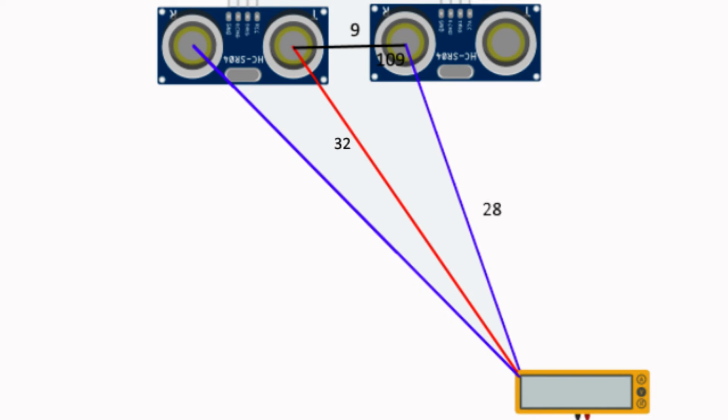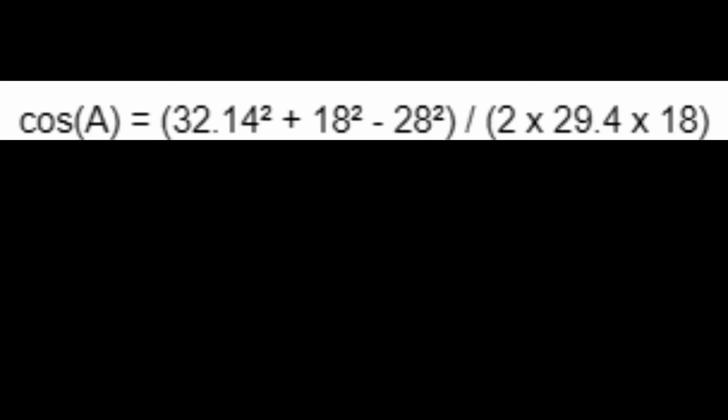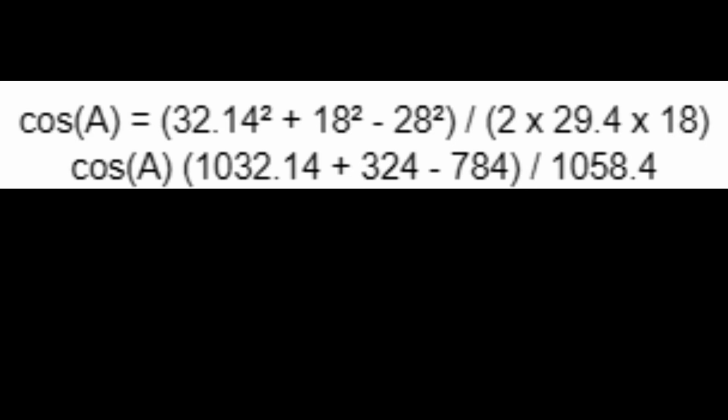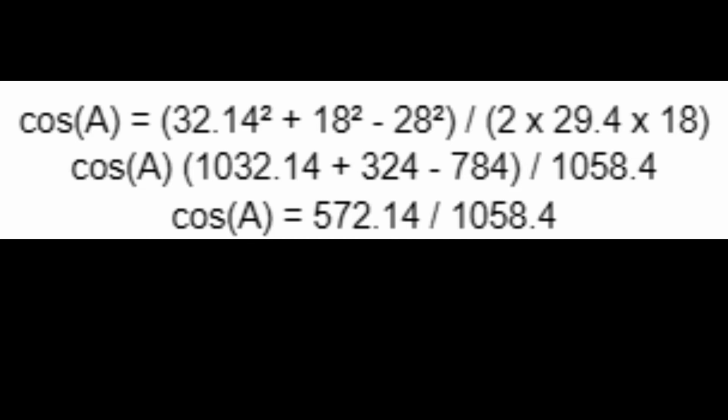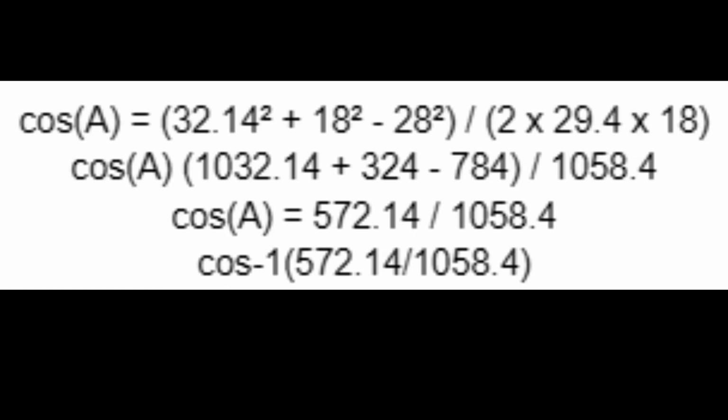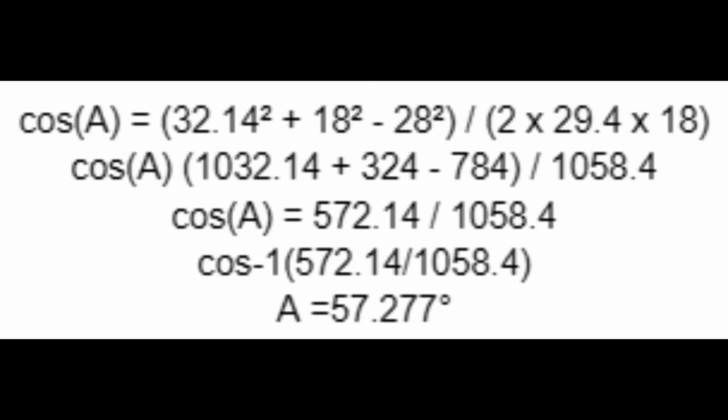And by working out the angle that the trigger sound rebounded off, comparing it to being straight on, as you can see, cosine A equals 32.14 squared plus 18 squared minus 28 squared divided by 2 times 29.4 times 18. Where cosine A equals 1032.14 plus 324 minus 784 divided by 1058.4. Then cosine A equals 572.14 divided by 1058.4. And then we do cosine negative 1 of 572.14 divided by 1058.4, which means that angle A is 57.277 degrees.